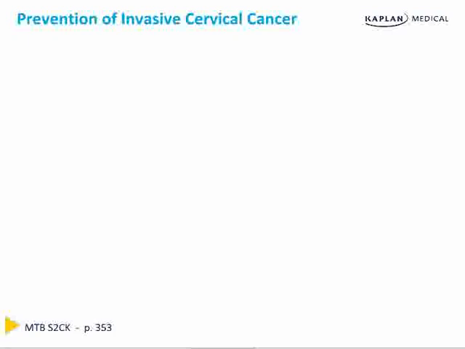The more we understand about cervical cancer, the better we realize that almost all cases are associated with an infection with the human papillomavirus.